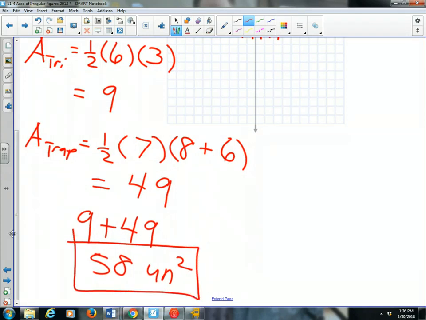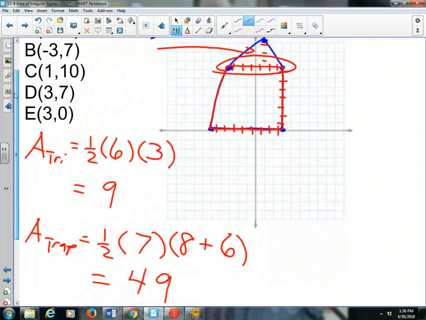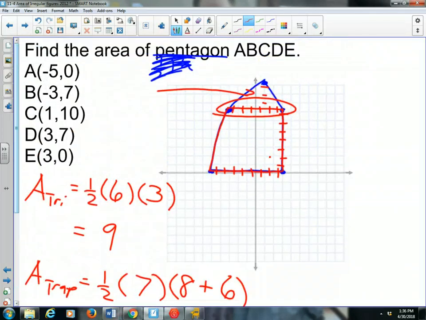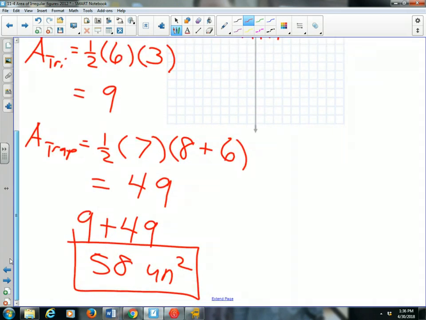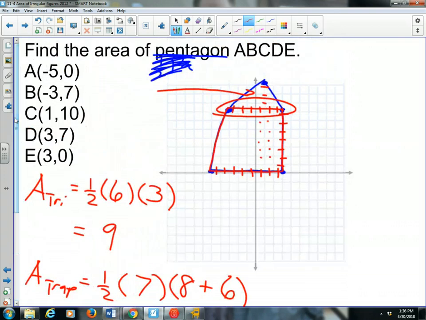Never a bad idea to conceptually see if that makes sense. Are there about 58 of these squares? 1, 2, 3, 4, 5, 6, 7, 8, 9, 10. Right? We can count some partial pieces, and we would get about 58, or exactly 58.